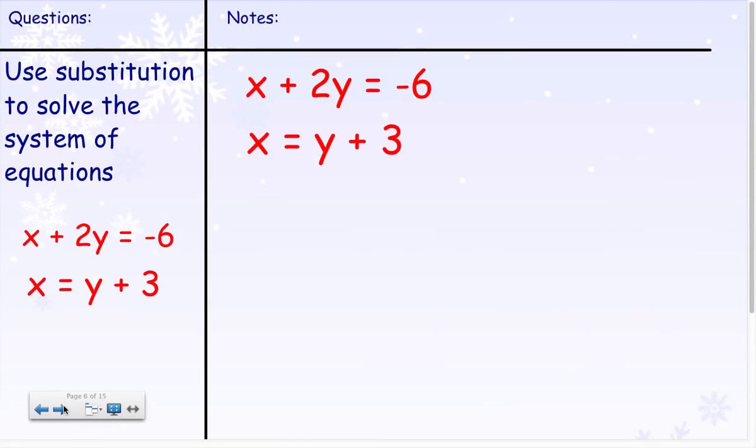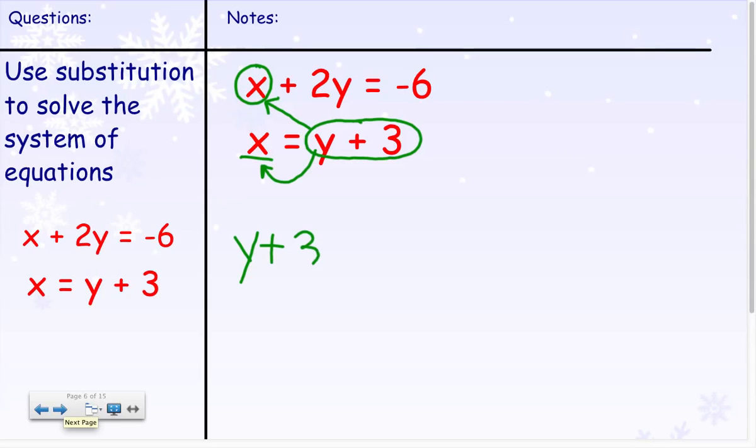All right, x plus 2y equals negative 6, and x equals y plus 3. This time the variable I have all by itself on one side is x, but we're still going to do the same thing. I'm going to circle what x equals, but instead of plugging it in for y, I'm going to plug it in for x. So I'm going to take this top equation, and instead of writing x, I'll write y plus 3. Then I just continue the rest of the equation. Plus 2y equals negative 6.